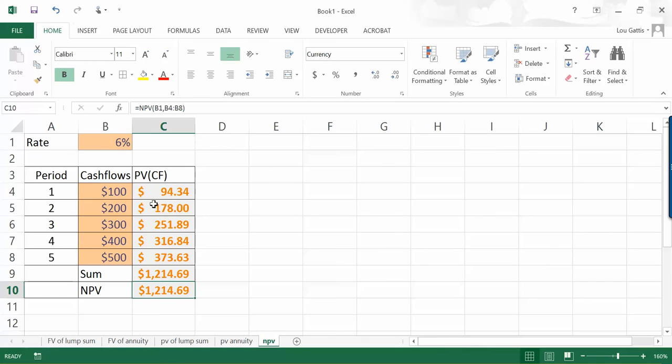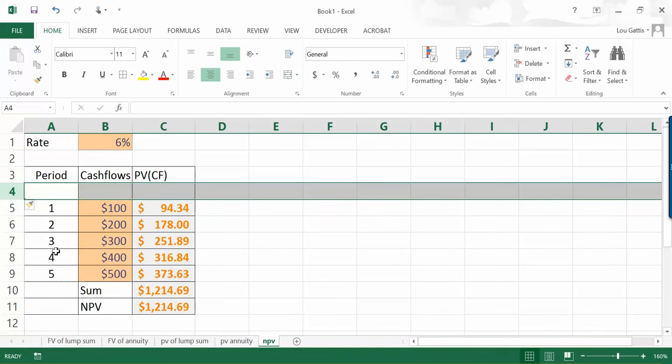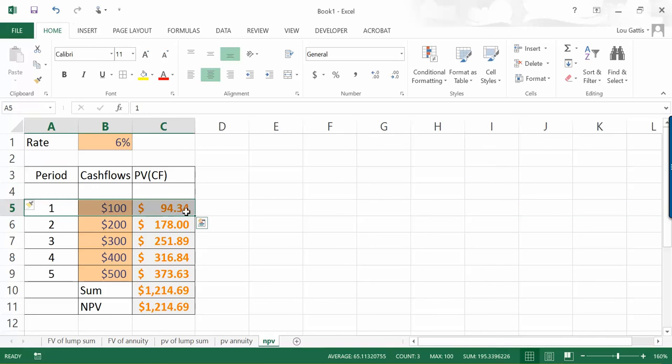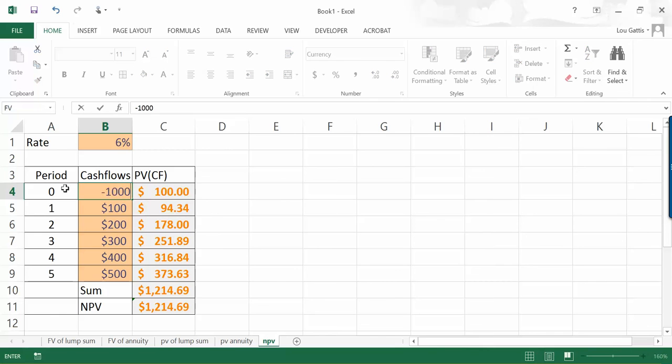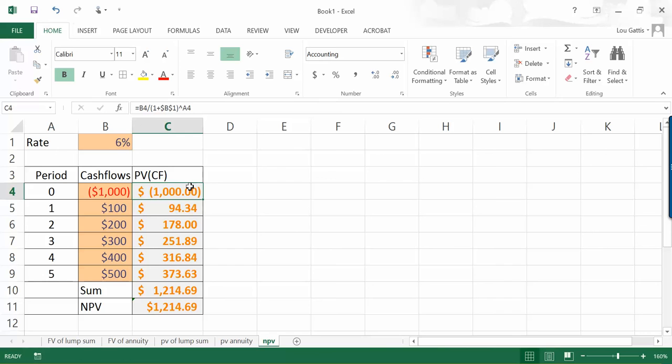So let me explain. What if there was an initial cash flow in this problem? I'm just going to copy this here. What if today you were going to pay $1,000, which is worth $1,000 today?